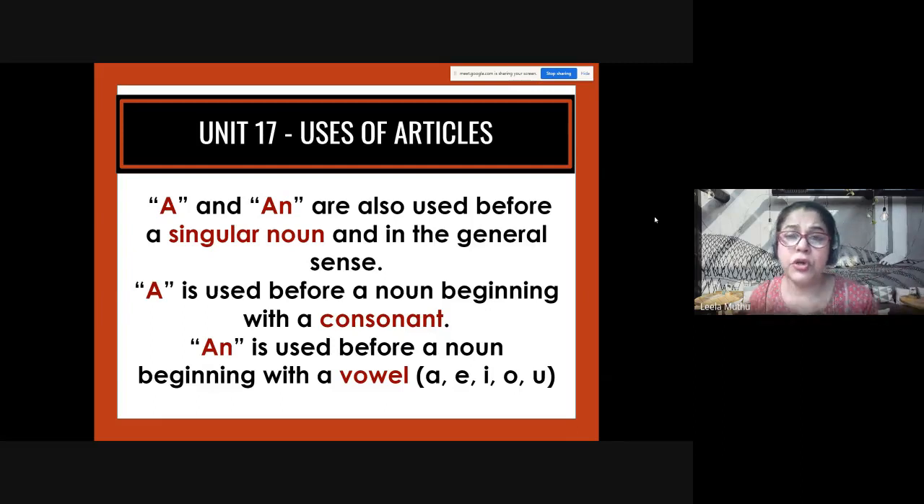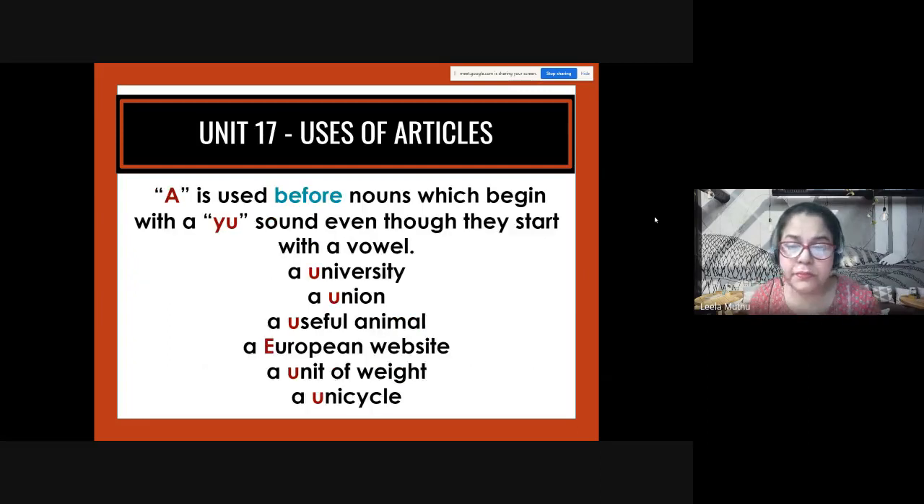But when you want to talk about any word which starts with a vowel, we use an. An is also used before a noun that starts with a silent H, like hour, heir to the throne, and honor. It's an honor to meet you. All these are silent H, and you use an before it.